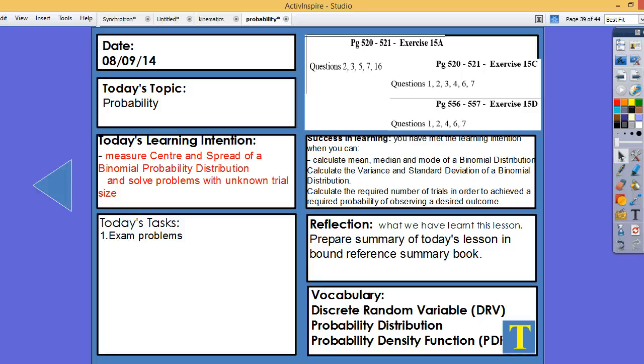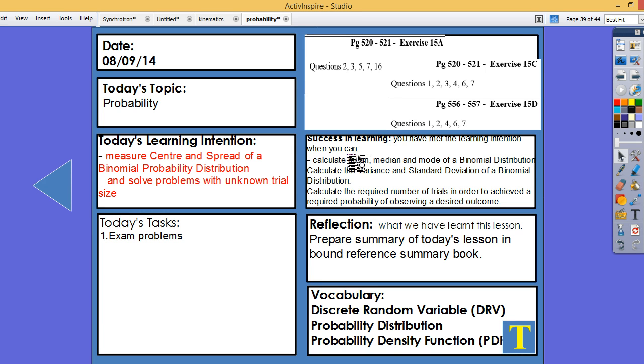Hello class, for this morning's lesson we're going to be looking at measuring the center and spread of a binomial probability distribution, and we're going to look at some problems where we have to solve for the number of trials needed for some given conditions. They're interesting problems, but they're mostly CAS techniques, so we must have our CAS available for this.